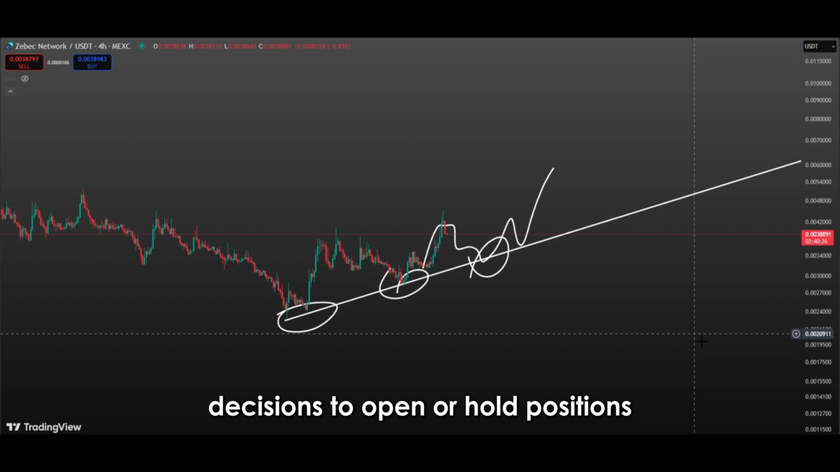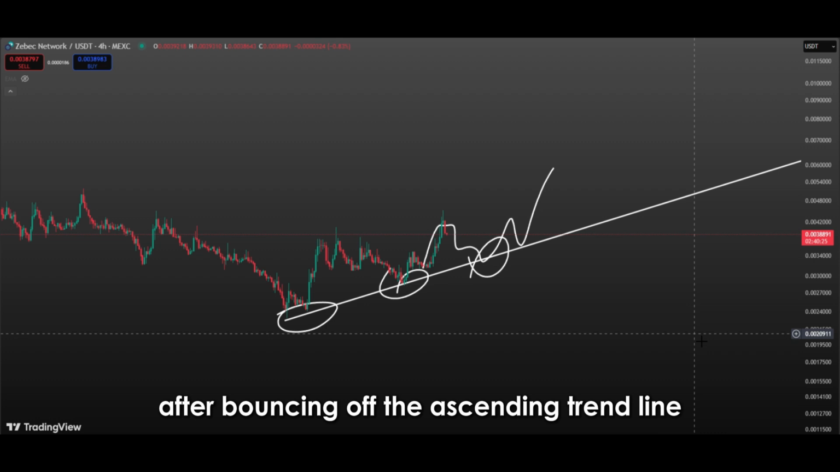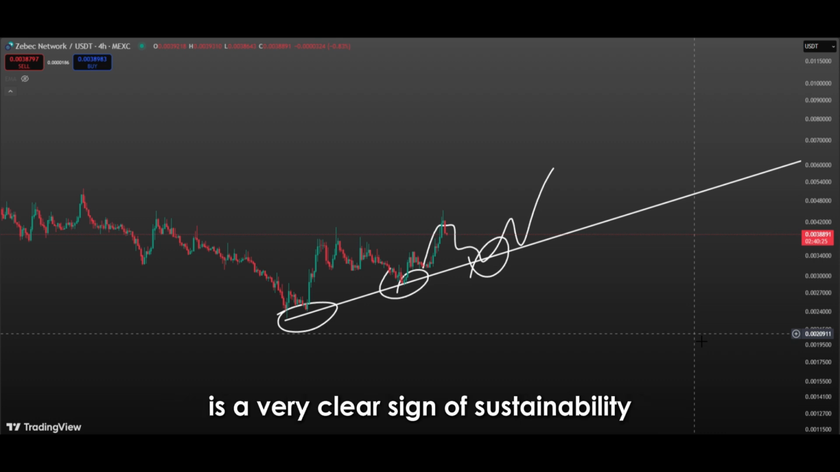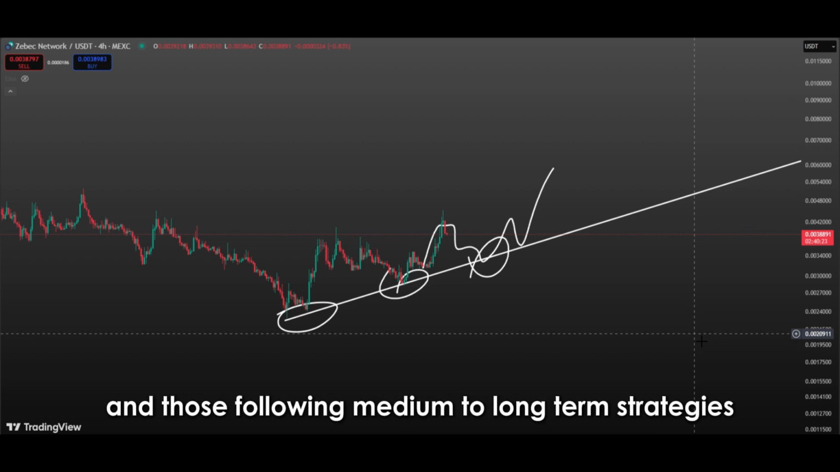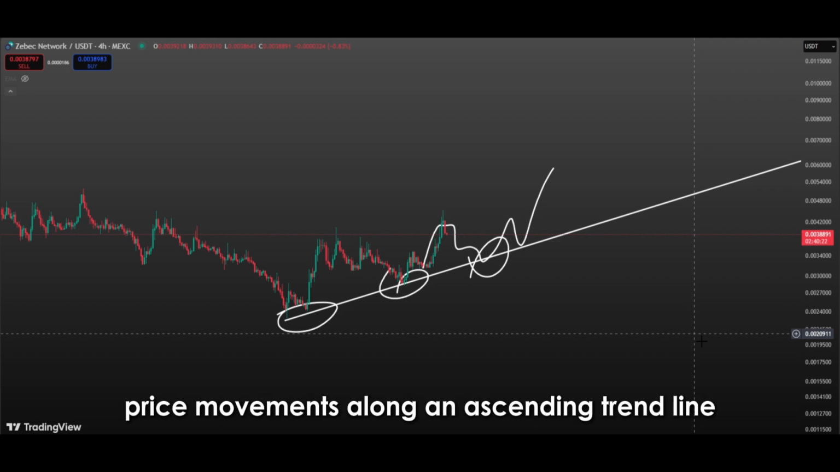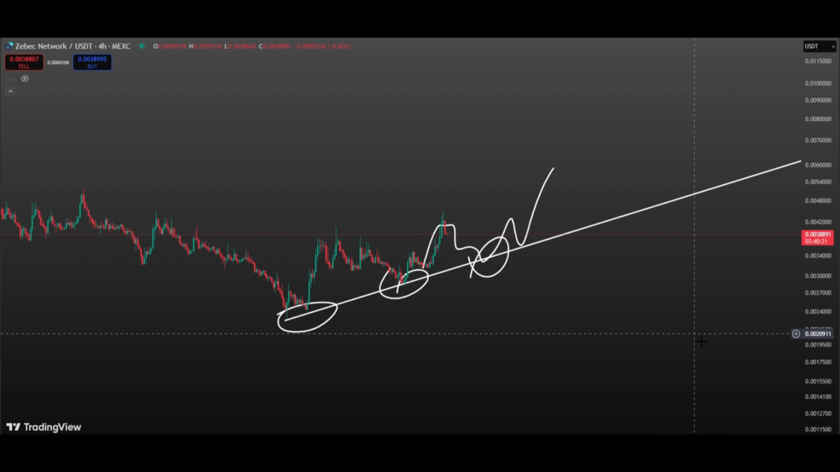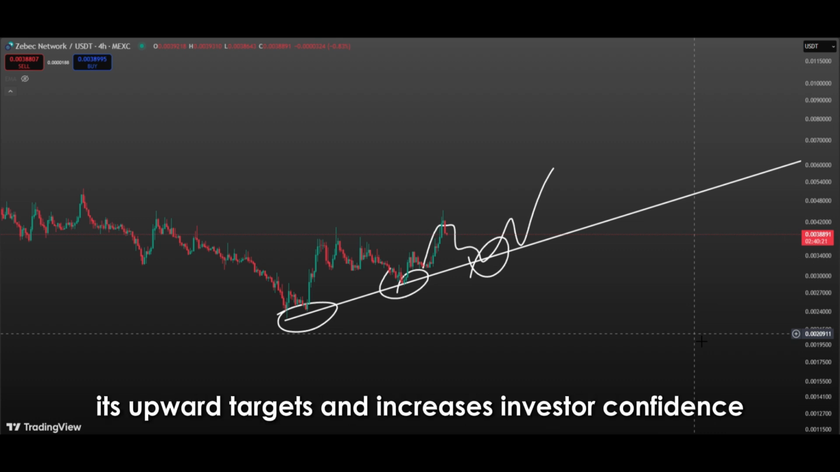Additionally, continued upward movement after bouncing off the ascending trend line is a very clear sign of sustainability in technical analysis. This is viewed as a positive development by both short-term traders and those following medium to long-term strategies. Price movements along an ascending trend line often pave the way for testing new highs and targeting even higher levels. This indicates that the price maintains its upward targets and increases investor confidence.